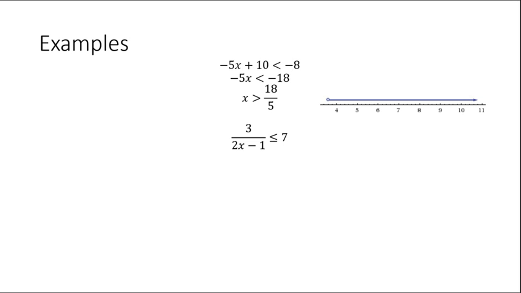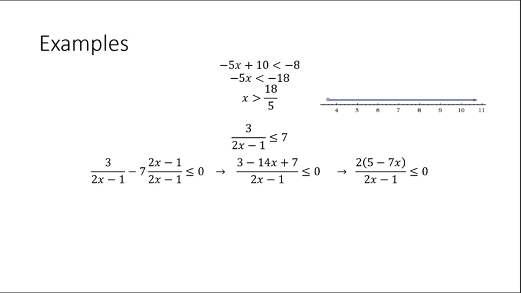The place where these problems get more complex is where you have a variable in the denominator. So you can't just multiply both sides by 2x minus 1 because you don't know whether 2x minus 1 is greater than or less than 0. So instead what we do is we treat it as a fraction. We move the 7 to the other side. We multiply the 7 by 1 in the form of 2x minus 1 over 2x minus 1. We can then do fraction addition or subtraction. We get in the numerator 3 minus 14x plus 7, all quantity over 2x minus 1.